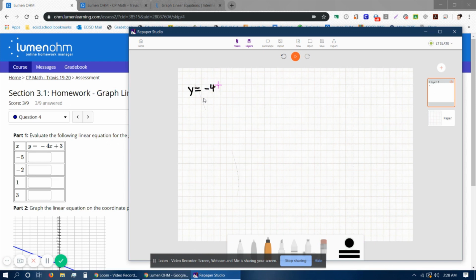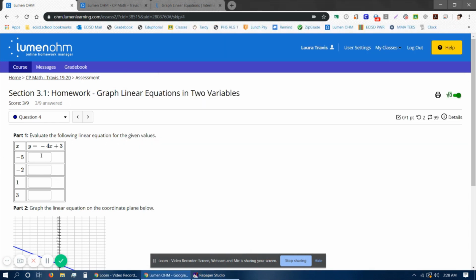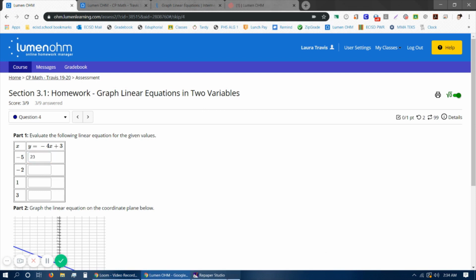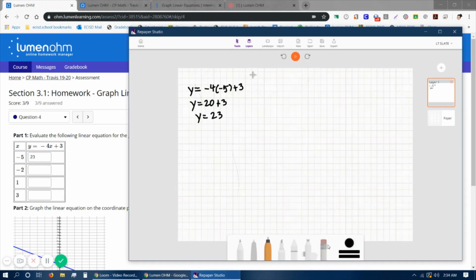-4 times -5 plus 3. The first thing we're going to do is multiply negative 5 and negative 4. 4 times 5 is 20, and negative times negative means we get a positive, so we'll rewrite this as y equals 20 plus 3. 20 plus 3 is going to give us y equals 23. So I can type that in for my first y value. So let's box off our first bit.